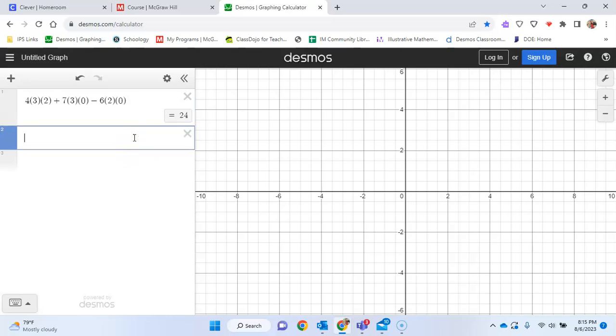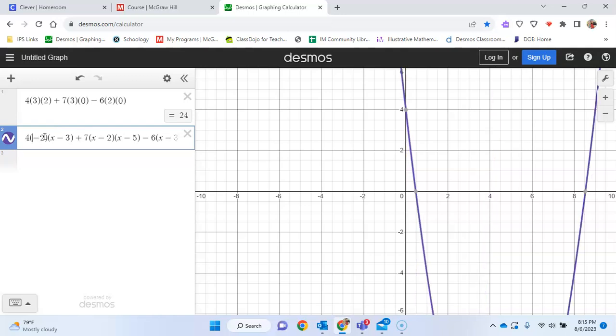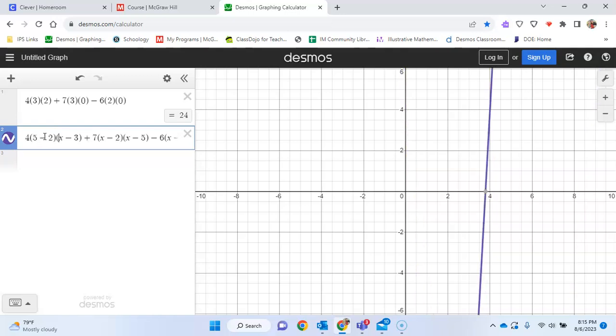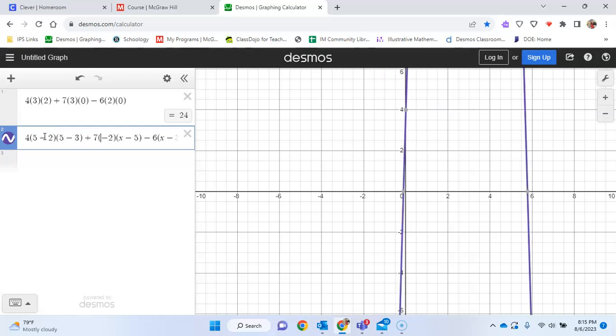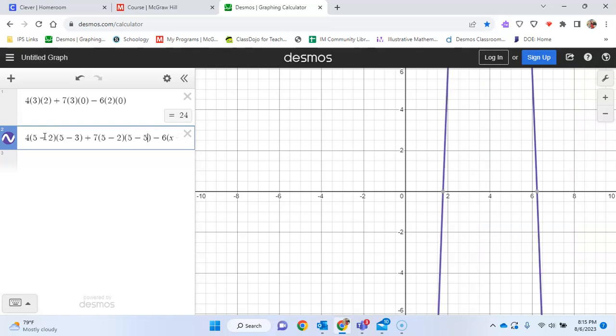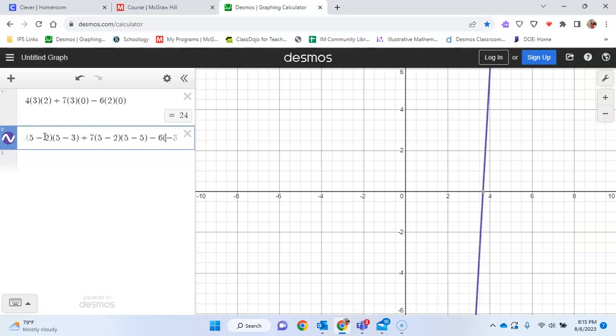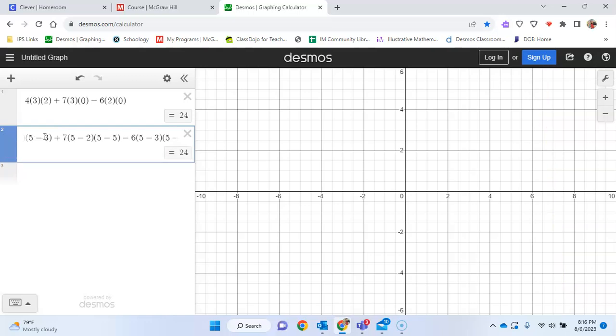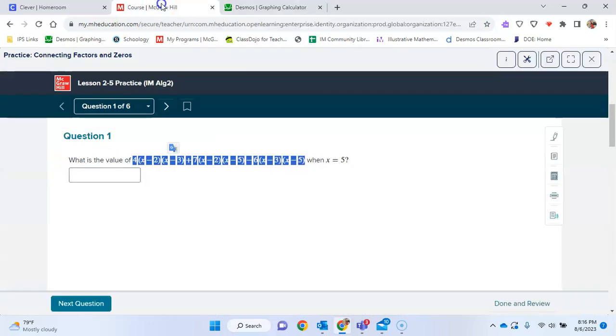I'm going to paste it again, Control V, and do it one more way for you. I'm just actually going to replace all the x's with 5. So replace that x with 5, that x with 5, and you replace each of the x's with 5. Looks like there's one more, and you see you get the same answer.